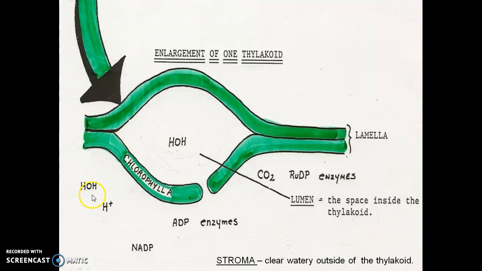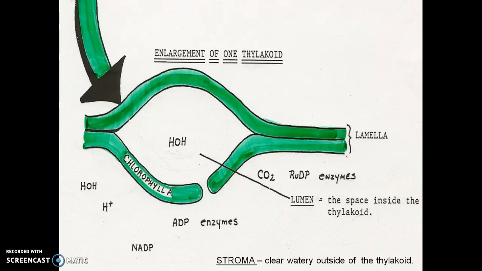Out here, this white area is the stroma, and here you see water, hydrogen, NADP, ADP, enzymes, carbon dioxide, RuDP, more enzymes. So there's a lot of stuff. What is coming from the environment? Plants are going to get carbon dioxide from the environment, which you see here, and water from the environment, which you see here and here. Everything else is already inside the plant.